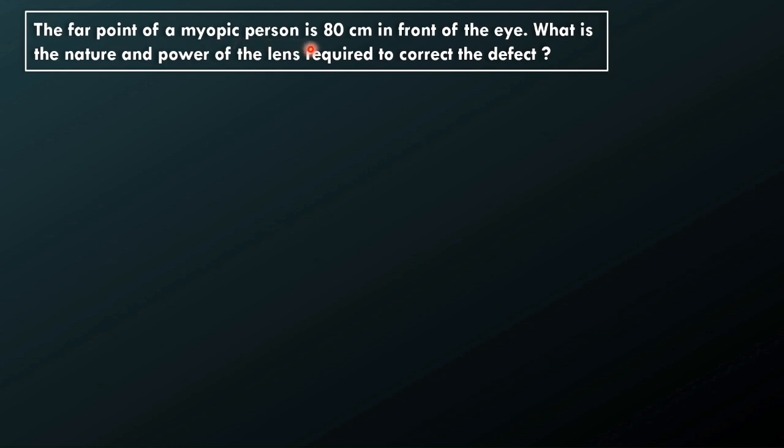The far point of a myopic person is 80 cm in front of the eye. What is the nature and power of the lens required to correct the defect?